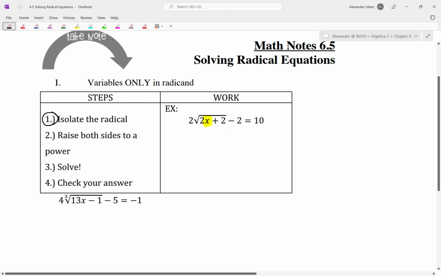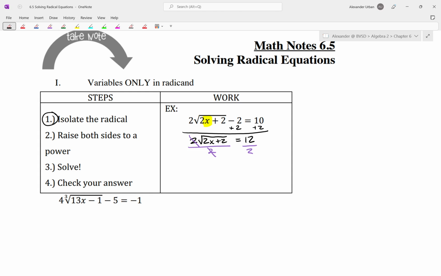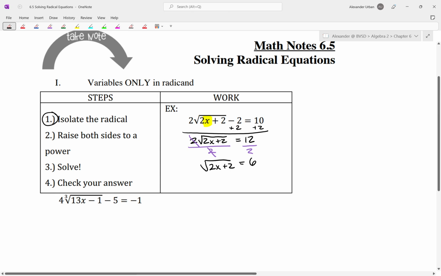That means we need to add 2 to both sides, and we end up with 2 times the square root of 2x plus 2, which is now equal to 12. We will then divide both sides by 2 to get rid of the 2 out in front. And then from there we will have an isolated radical of root 2x plus 2 is equal to 6.